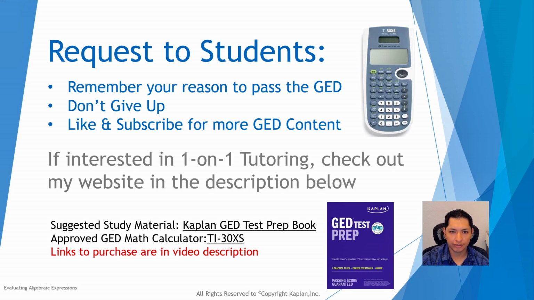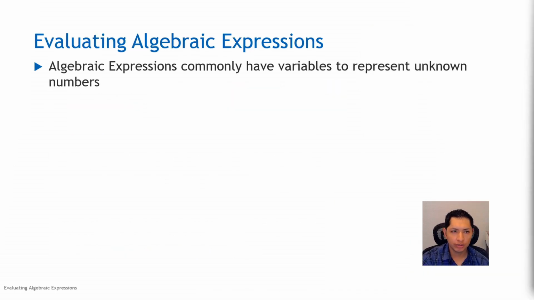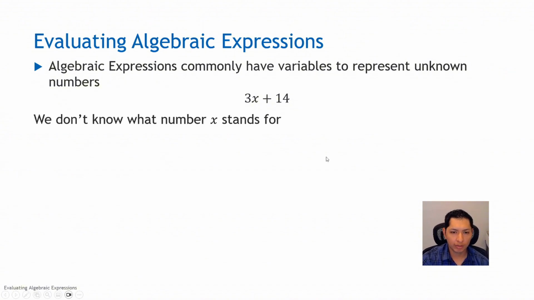All right, let's get started. This will be a shorter video where we will be going over evaluating algebraic expressions. Algebraic expressions commonly have variables to represent unknown numbers. So if we look at this expression here, 3 times x plus 14, we don't know what number x stands for, but we do know that some number, represented by the variable x, is being multiplied by 3.